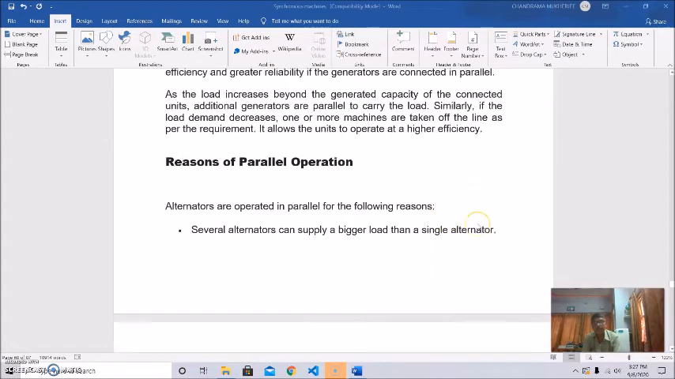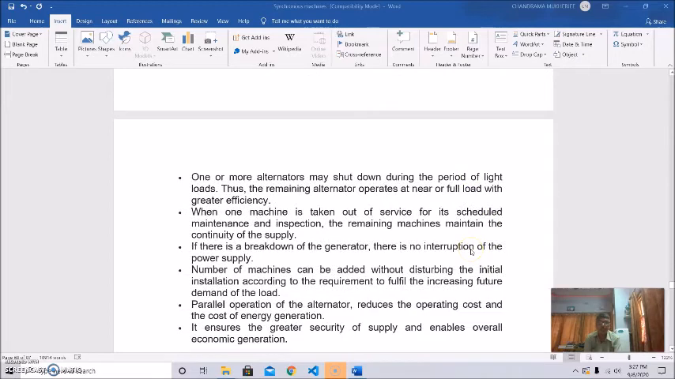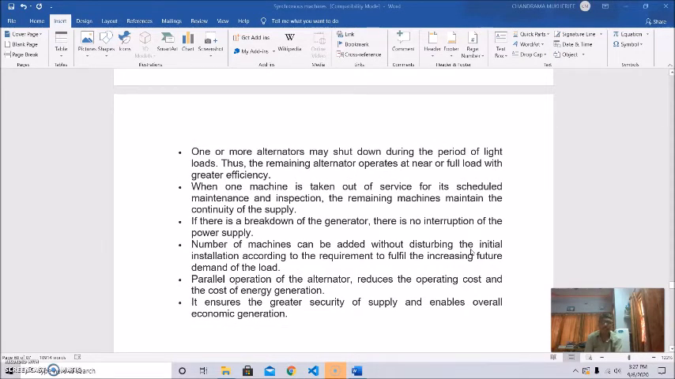What are the reasons for parallel operation? Alternators are operated in parallel for the reasons stated here. Several alternators can supply a bigger load than a single alternator, and one or more alternators may be shut down during periods of light load, and thus the remaining alternators operate at near full load with greater efficiency. When one machine is taken out of service for scheduled maintenance and inspection, the remaining machines maintain the continuity of the supply.